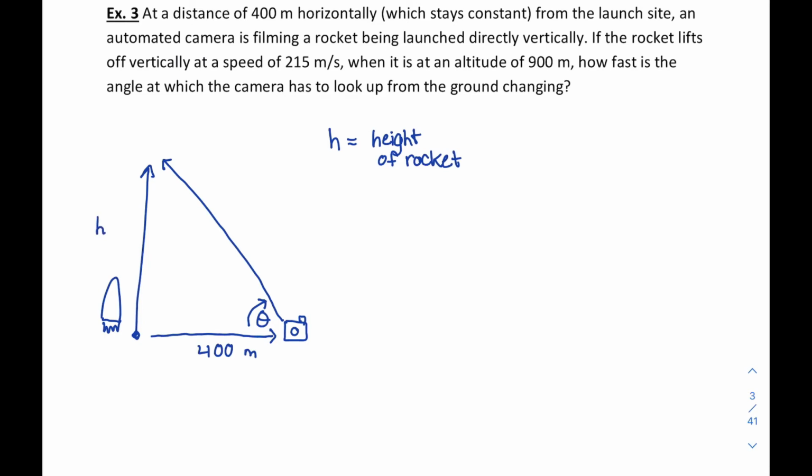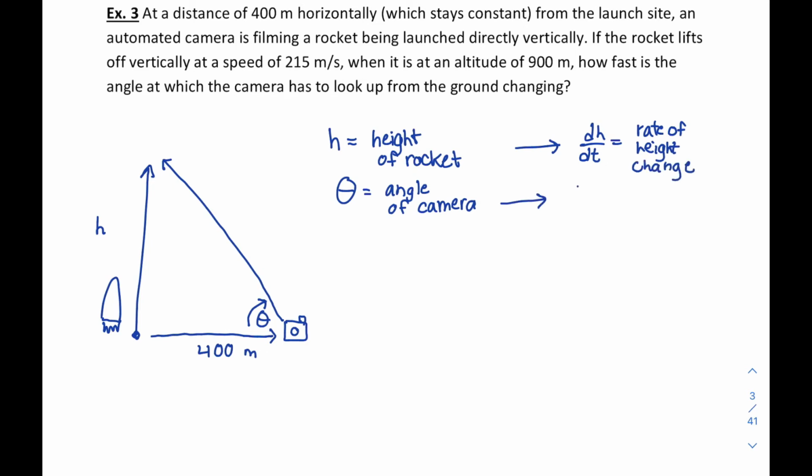So things that are involved here: the height of my rocket is changing, so I'm going to call that h. And then I've got angle theta, which is my filming angle, the angle of my camera. Both of those are changing throughout this situation. So dh/dt is the rate of change of my rocket, or basically the speed at which it's lifting off the ground. And then I've got the rate at which my camera angle is changing, d theta/dt, and that's what we're trying to solve for.